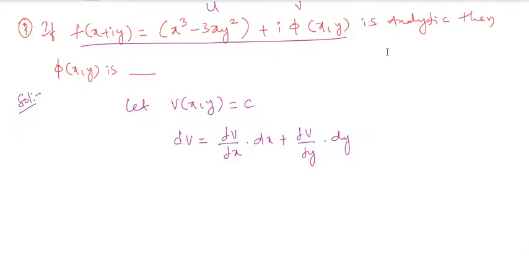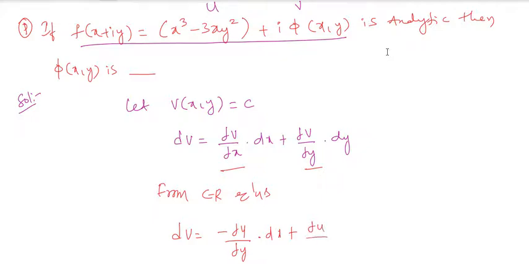So you know only u. By the CR equations, you can replace dou v by dou x and dou v by dou y. From the CR equations, dv is equivalent to: dou v by dou x is nothing but minus dou u by dou y into dx plus dou v by dou y is what?